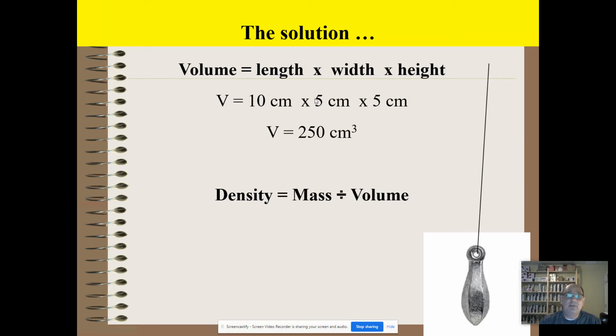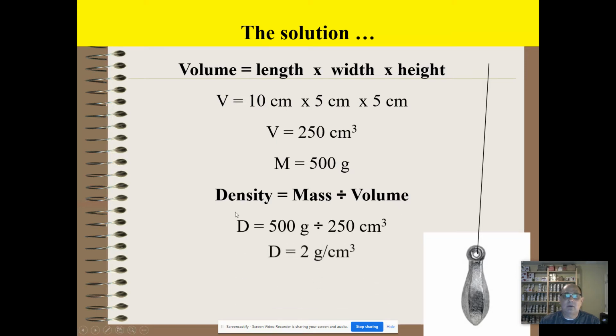Now the mass was given. Remember, what was the mass? The mass was 500 grams. So we're going to plug it into that formula. Density equals mass divided by volume. So we look at that, and so it's mass. Oops, I gave you the answer so quickly. I told you this is the first time for me. It's 500 grams divided by 250 centimeters cubed. So you should come up with a density of 2 grams per centimeter cubed.